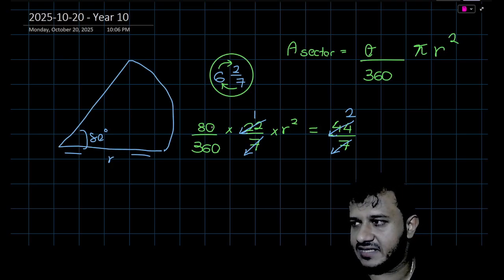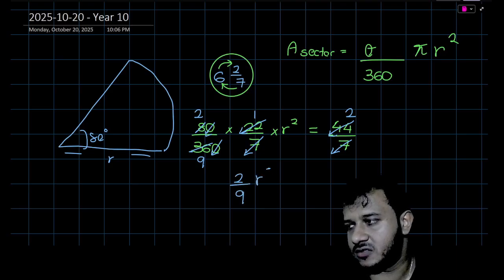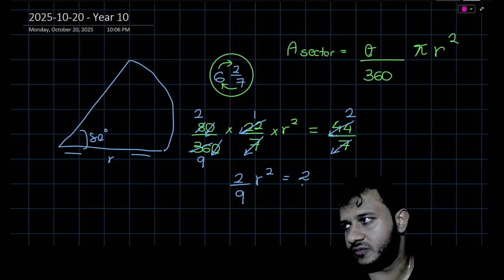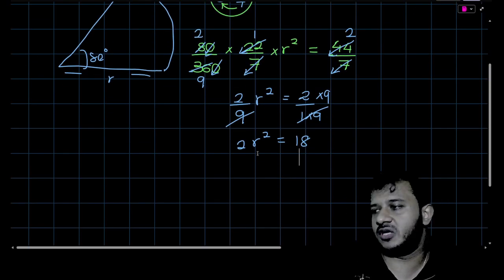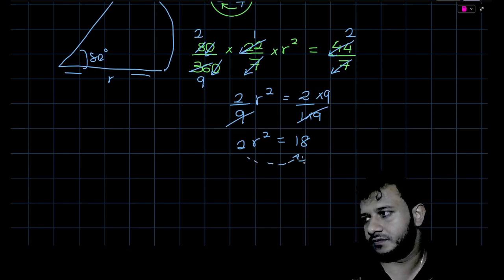And then I can see this is 80 and 360. I can simplify it like this. Again, 4 times 2, 4 times 9. Then I'm left with 2 over 9 r squared is equal to 2. How to get rid of the denominator? Make the denominators the same. So denominators cancel out. That gives me 2r squared is equal to 18. Multiply by 2 will come to the other side as a divide by 2. And that will give me r squared is equal to 9.